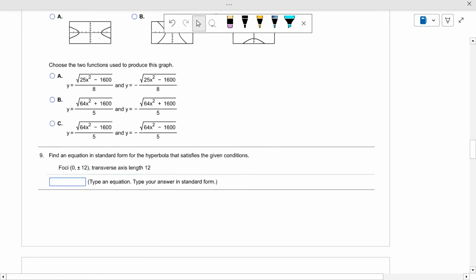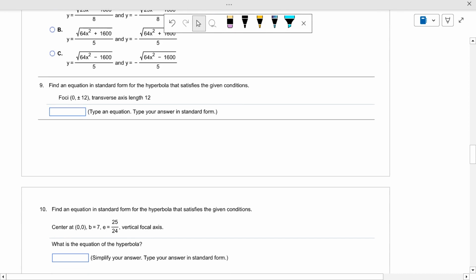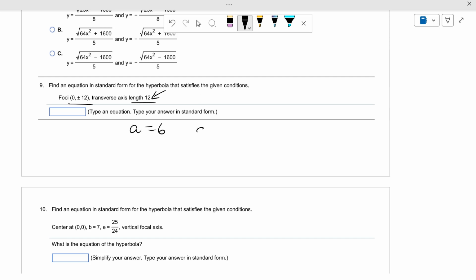Okay, that's the same. Okay, the foci are here. The transverse axis is here. The transverse axis is your major axis. So if this is 12, what's half of 12? 6. So A equals 6. C equals 12 from your foci.